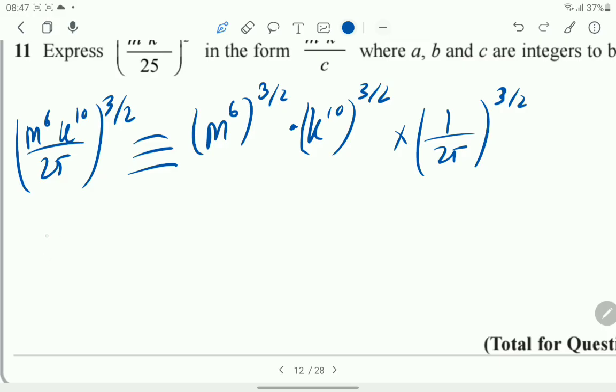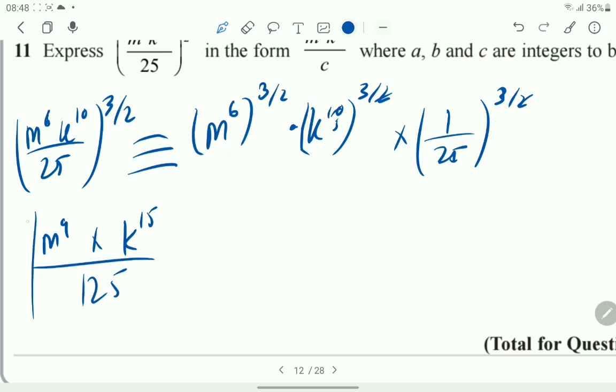So 6 into 3 by 2 is 9. Sorry, my bad. So m raised to the power 9, times, now 5 times 3 is 15, k raised to the power 15, and 25 raised to the power 1 by 2 is 5, and 5 cubed is 125. So yeah, this is your final answer. Hooray.